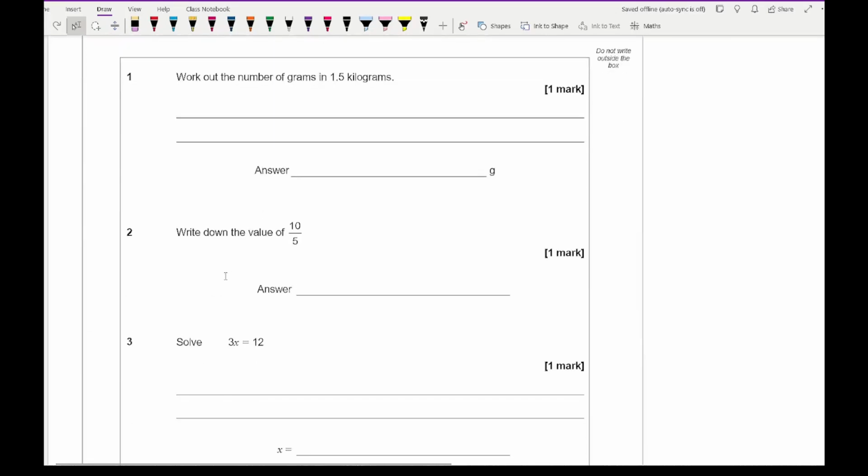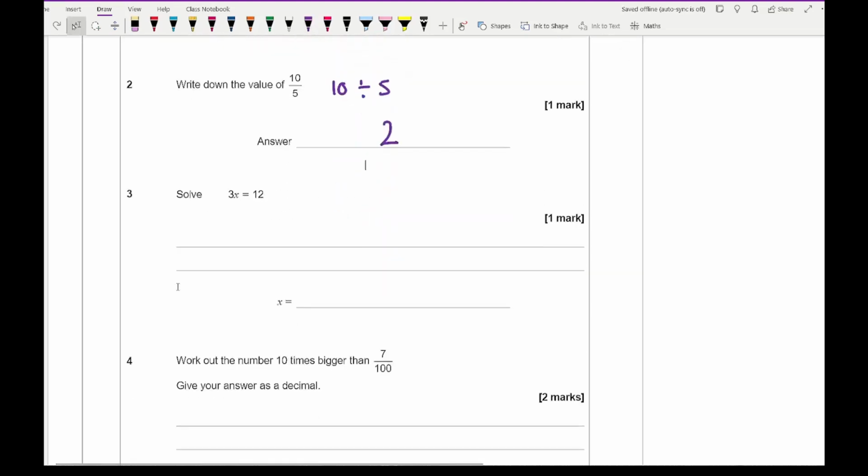Looking at question 1, it says work out the number of grams in 1.5 kilograms. What we need to remember is that there are 1,000 grams in a kilogram. So we just need to do 1.5 multiplied by 1,000, and we get an answer of 1,500. Question 2 then says write down the value of 10 divided by 5. Again, you can just simply put that into your calculator and you should get the answer of 2.